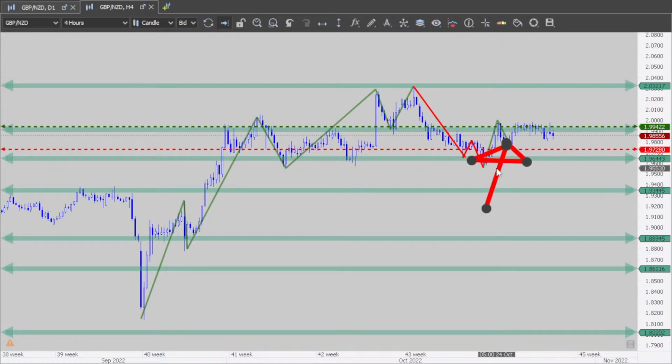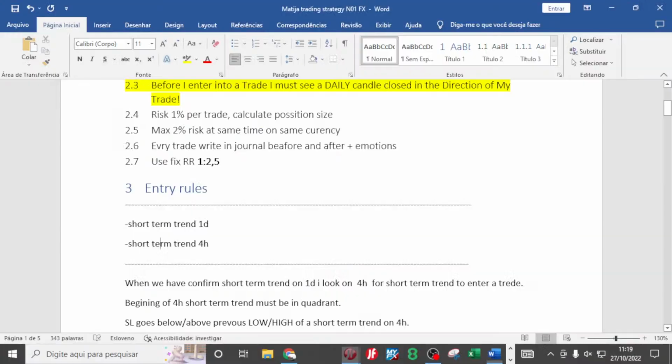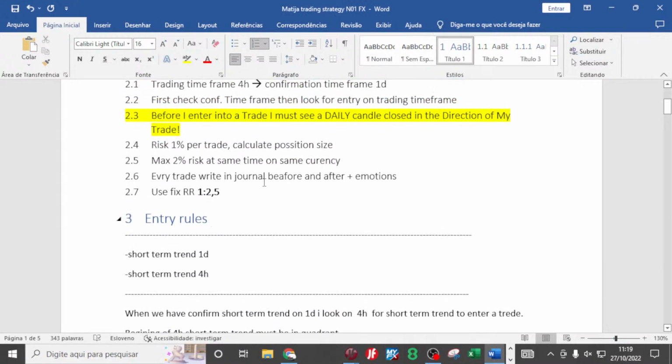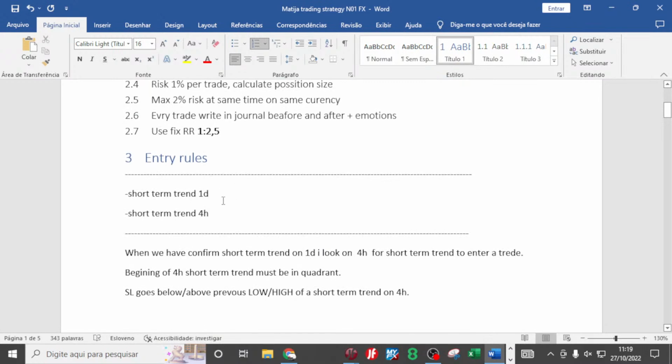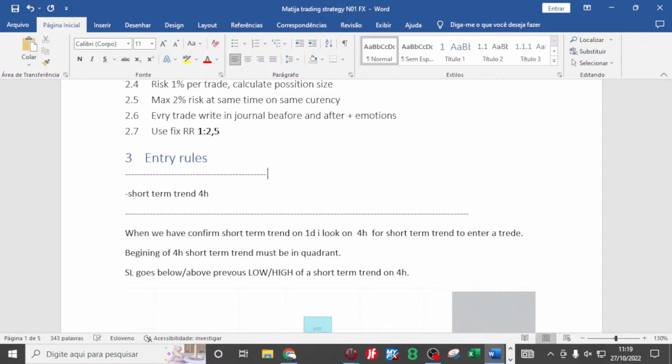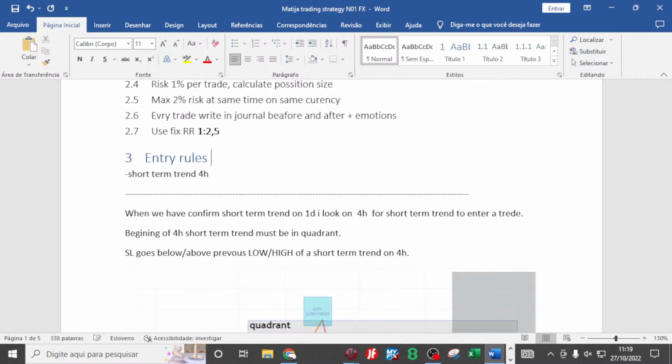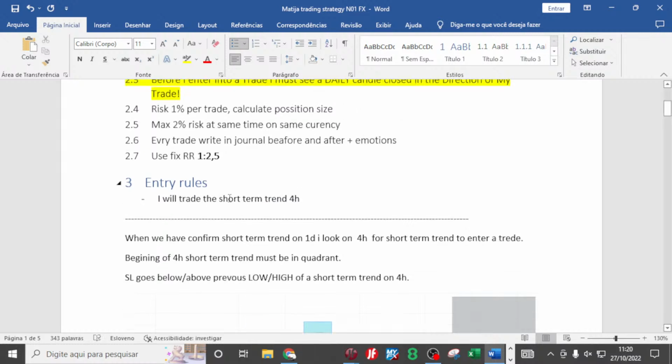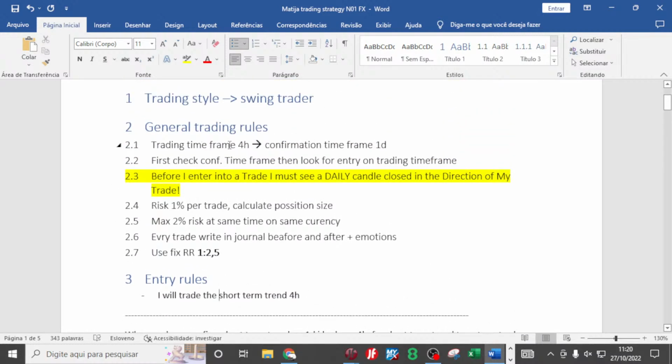So did Metia enter, everybody? Is he doing what he's telling us he's going to do in his strategy? I'm going to trade the 4 hour chart. Entry rules: I will trade the short-term trend on the 4 hour chart. Trading time frame is the 4 hour chart, confirmation time frame is the daily.